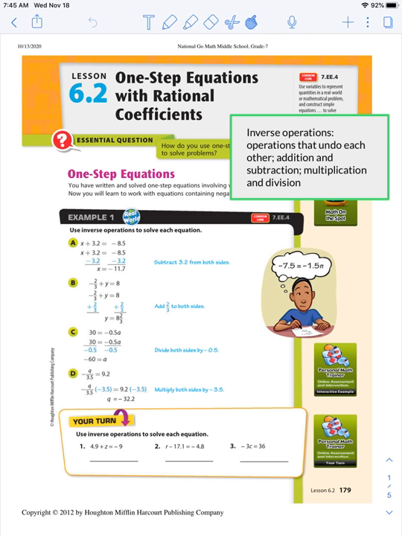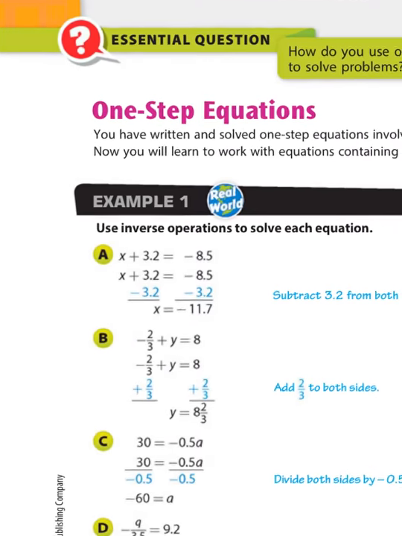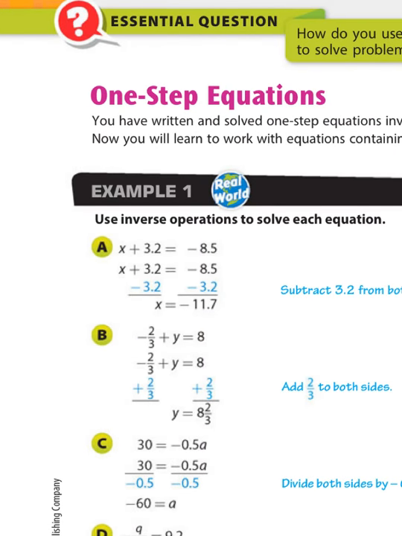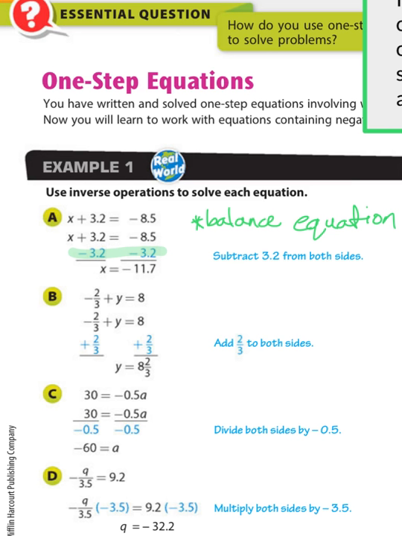Example 1, x plus 3.2 equals negative 8.5. So notice there's decimals and there's a negative number. To undo the addition, we need to use subtraction because addition and subtraction are inverse operations. So notice how they subtract 3.2 from both sides. Another important thing is to balance the equation. And when you subtract 3.2 from negative 8.5, it's going to go further negative, further away from 0. So this is actually like negative 8.5 plus negative 3.2, which is going to be negative 11.7.